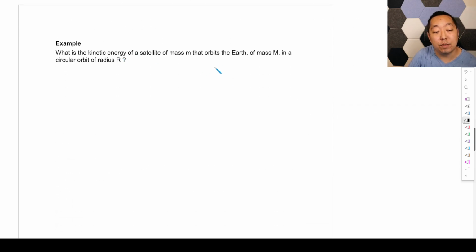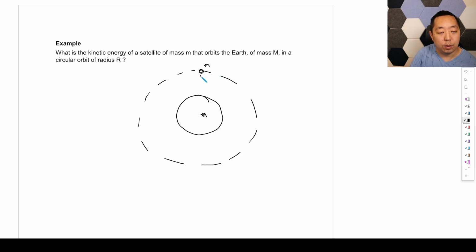What's the kinetic energy of a satellite of mass m that orbits the Earth of mass big M in a circular orbit of radius r? So let's think about here. We have a satellite, mass little m, mass big M, and it's orbiting with the radius r. And we want to know what's the kinetic energy here. And you might think, well, what does this have to do with the gravitational potential energy part? Actually, sorry, this wasn't supposed to be what's the kinetic energy. What is the total energy?